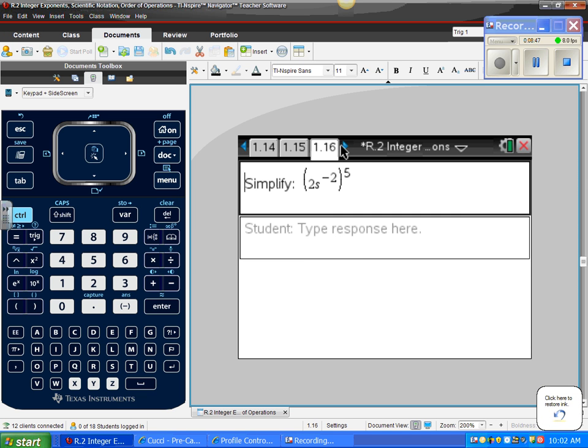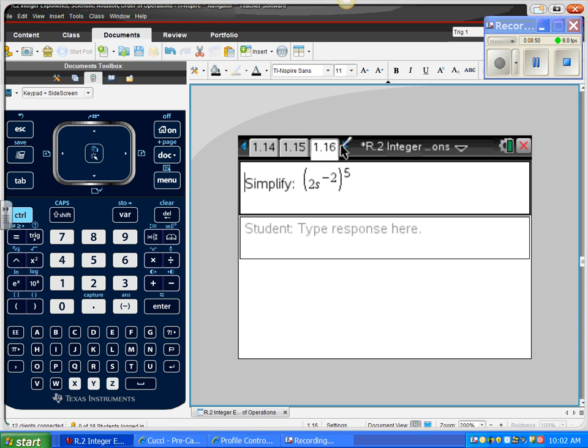Okay, 2s to the negative 2 raised to the 5th. Again, when you raise a power to a power, you multiply. Now, please keep in mind, you have 2 pieces to what's inside these parentheses: 2 to the first power times s to the negative 2. So you have to make sure both get raised to the 5th power. So what we wind up having here is 2 to the 1 times 5, which gives me 2 to the 5th, times s to the negative 2 times 5, which gives me negative 10. Okay. 2 to the 5th we know is 32. S to the negative 10.